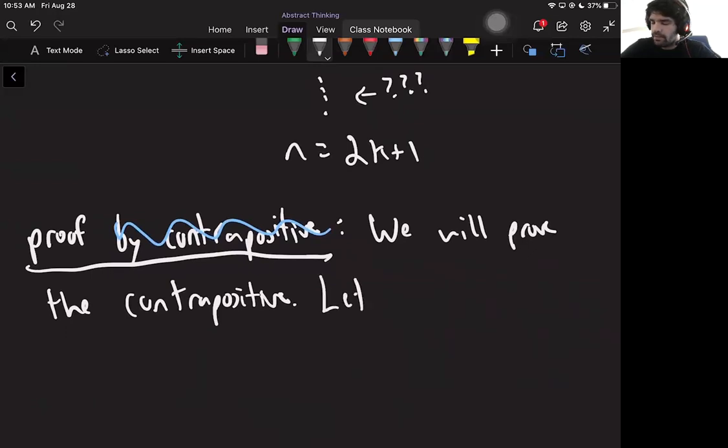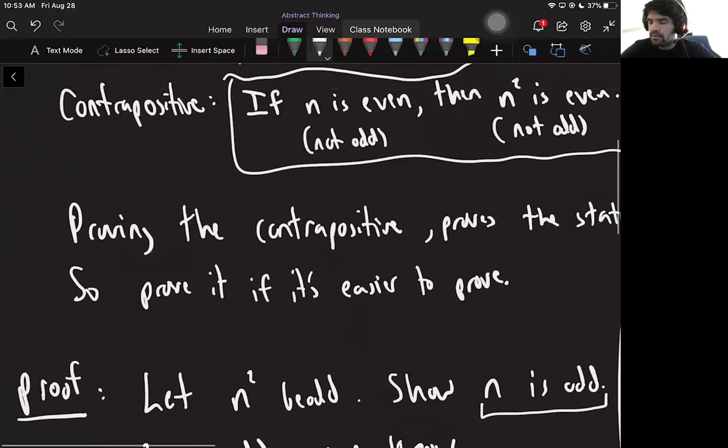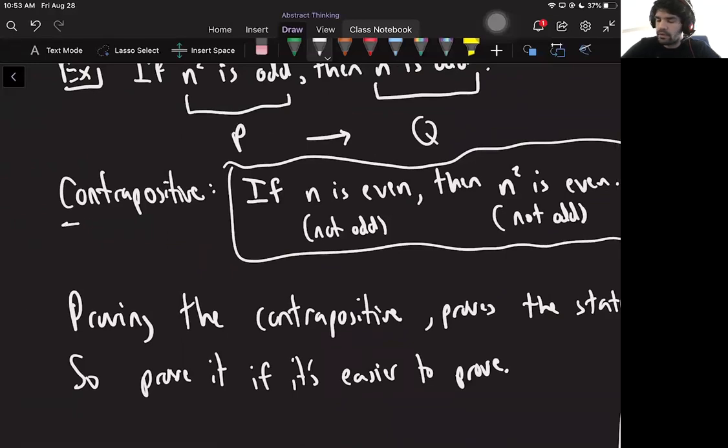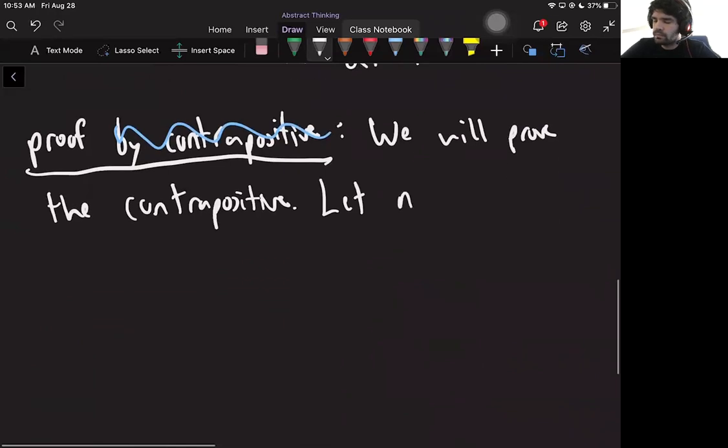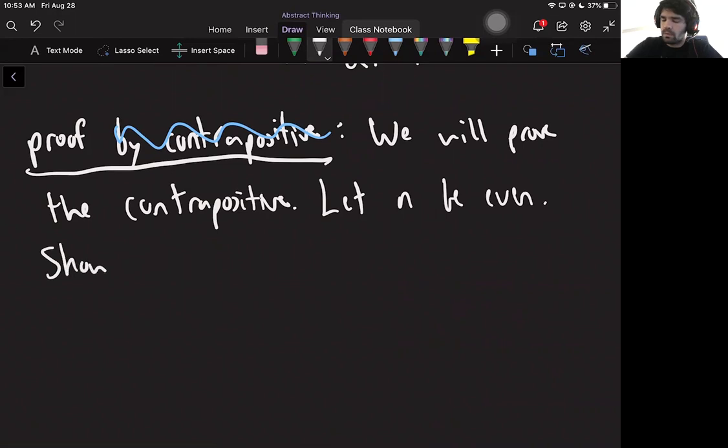So we will prove the contrapositive. That means I'm going to let, well, first I should look at the statement, the new statement, the contrapositive. So that means I'm going to let n be even, and I'm going to show n squared is even. Well, I'm not going to do this proof because we've already done it. So you can finish the proof. But then the whole point is that this automatically proves the original statement, which was harder to prove on its own. Okay, so let's do another example.